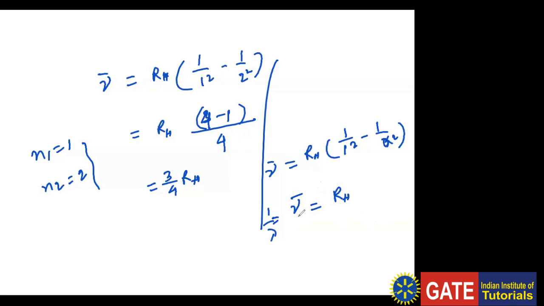Got it? This holds for any series, it can be Balmer, Paschen, Pfund, anything. Got the point? Understood? Everyone, what about you? Clear? 1 by infinity means anything divided by infinity is 0.